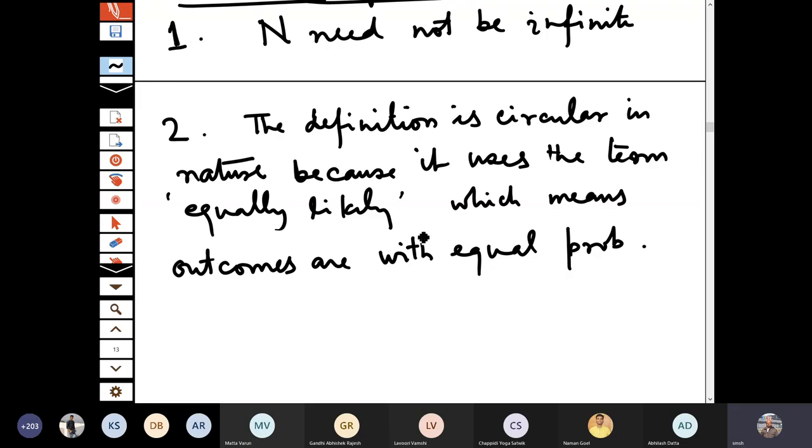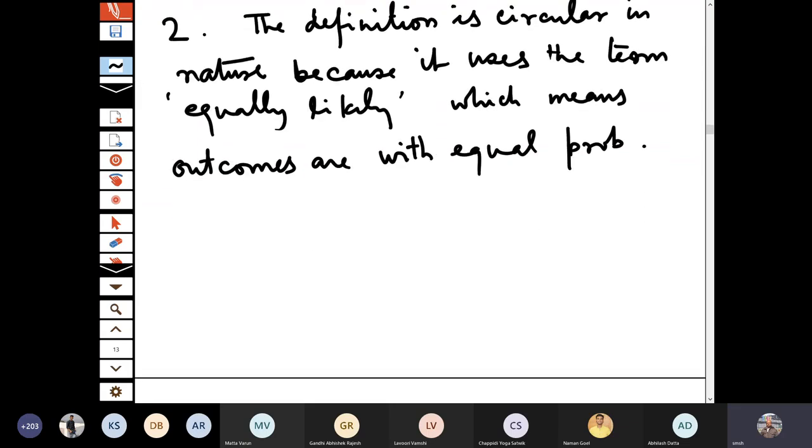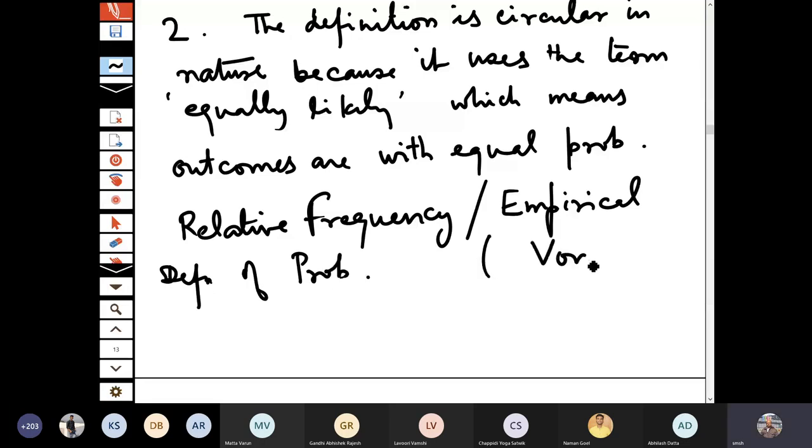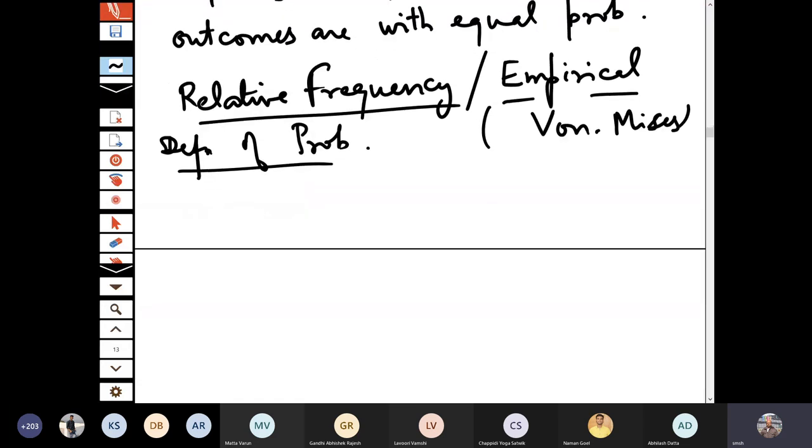So this concept was generalized by the physicist von Mises, and it is called the empirical or relative frequency definition of probability. So it is by the physicist von Mises. Of course, there were various versions; since he put it on a formal framework, we name it after him. Otherwise, the concept was already there in practice.